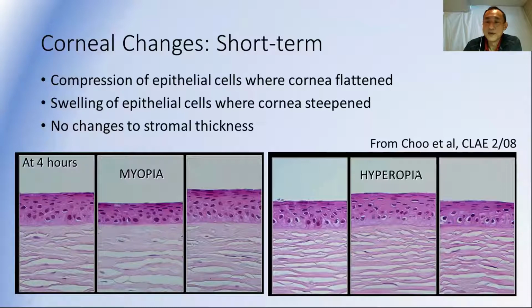And then once you put hyperopic correcting lenses on the eye that were steeper in the middle than the mid-periphery, she found that the cells in the center of the cornea became larger or swelled up, and those in the mid-periphery shrank down and were squeezed.